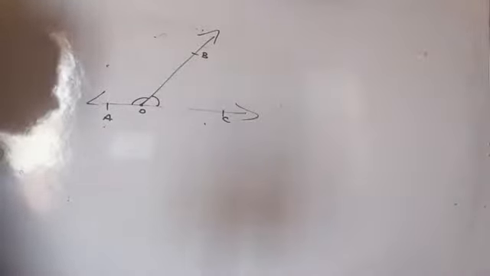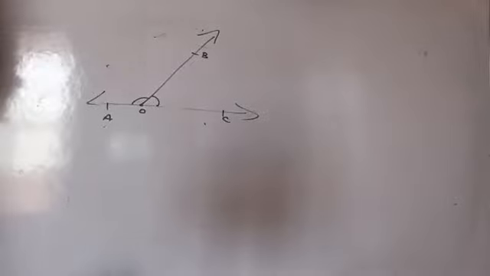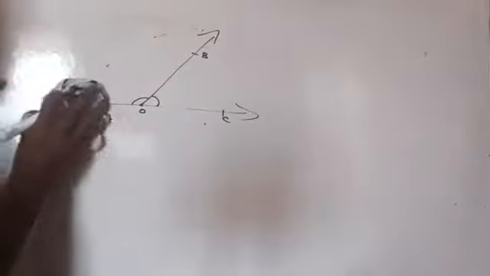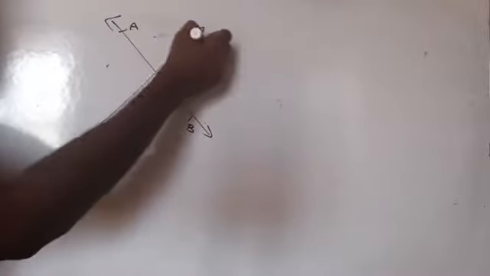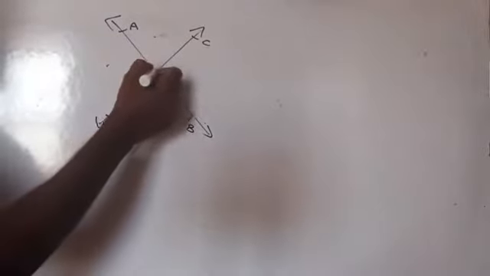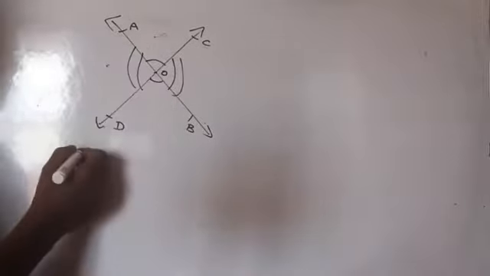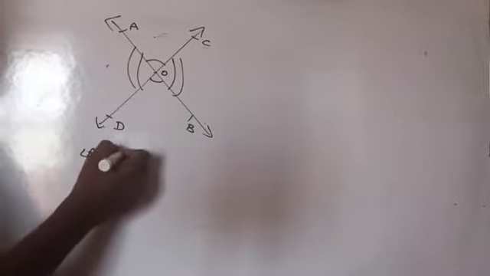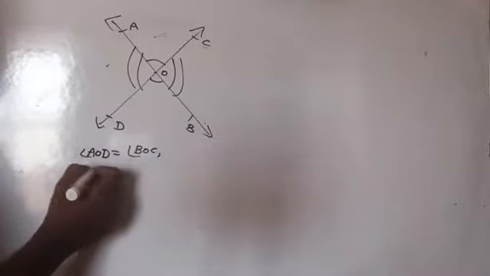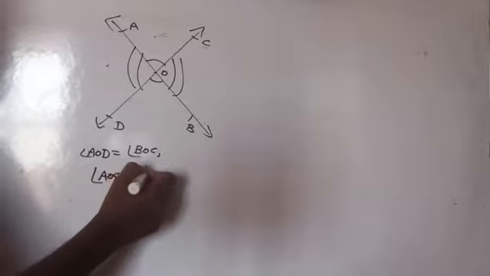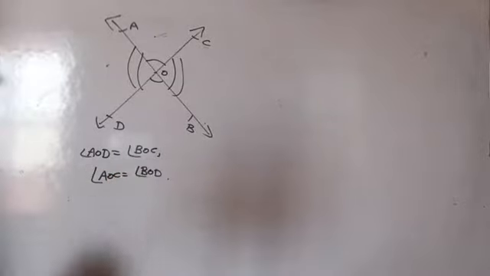Okay. Then vertically opposite angles. When can we say vertically opposite angles? If two lines intersect at a point, then how many angles are formed? 4 angles are formed. These are the two lines, AB and another line CD, intersecting at a point O. Then the vertically opposite angles are equal. That is, angle AOD is equal to angle BOC. Then angle AOC is equal to angle BOD. If two lines intersect at a point, then the vertically opposite angles are equal.